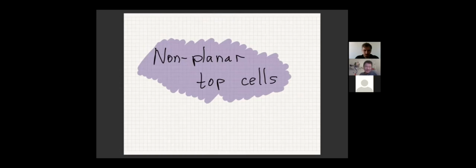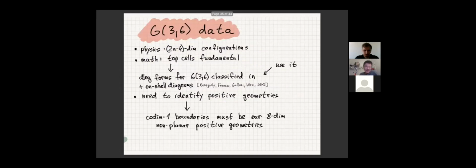Okay, so now we arrive at the non-planar G36 top cells. The physics corresponds to these 2n minus 4 dimensional configurations. Of course, mathematically, the top cells are fundamental and more interesting. For G36, all these top cells, all these on-shell diagrams corresponding to 9-dimensional top cells, were classified again in this paper. So we will use it.